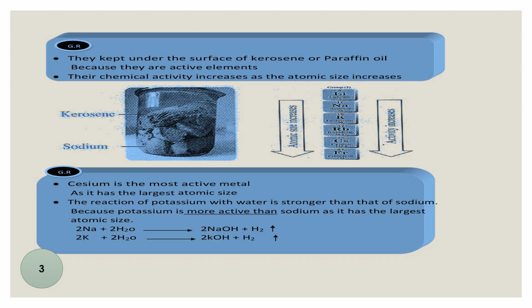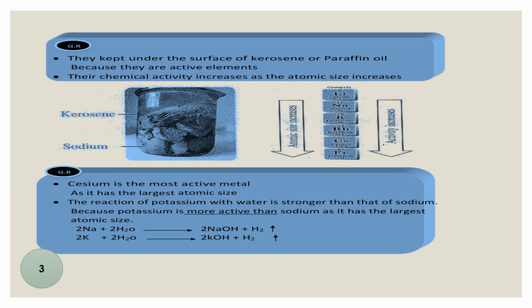For example, if we put sodium and potassium in water, first, if we put sodium in water, what happens? It produces sodium hydroxide and hydrogen gas evolved with pop sound. While if we put potassium in water, that produces potassium hydroxide and hydrogen gas evolved with pop sound. Which of them is stronger? Potassium. Why? Because potassium is more active than sodium.